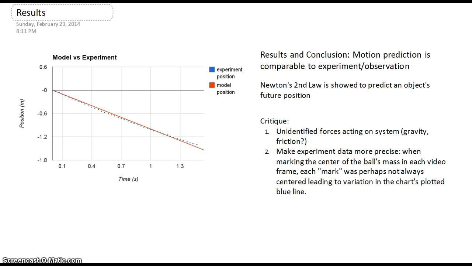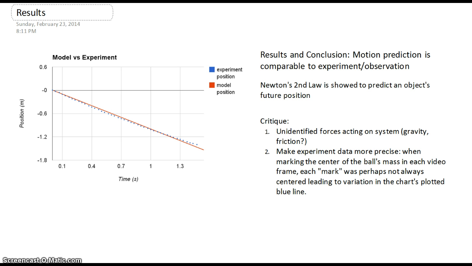Our results. The animation of the ball's motion in our model is visually similar to the motion of the ball in the video. Plus, in our chart, the experiment position and the model prediction lines follow comparable paths. We can say that our experiment shows that with Newton's second law, we can predict the future position of an object if you're able to calculate the object's mass, the external forces interacting with it, and the duration of time those forces are acting on it.